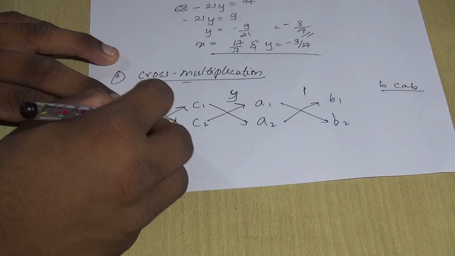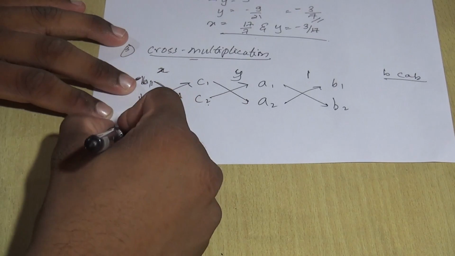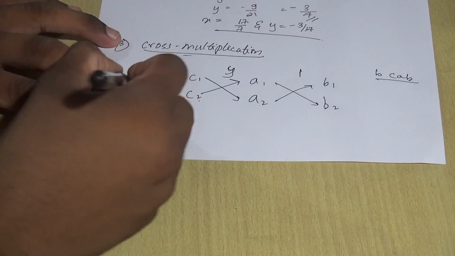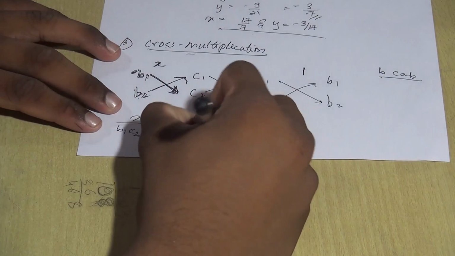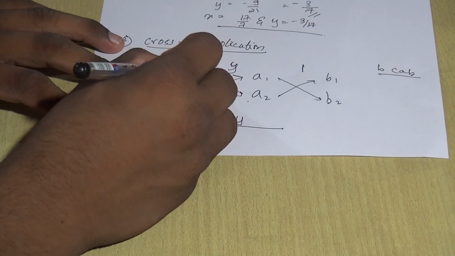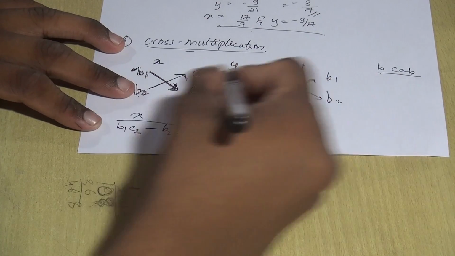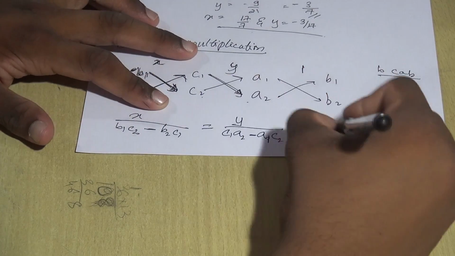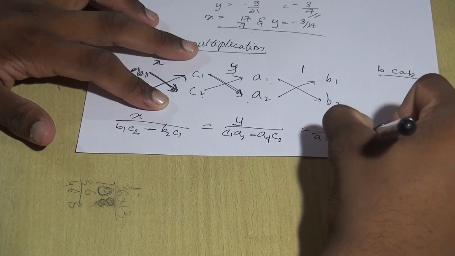And to find this, you get x by b1 into c2, arrowhead pointing towards c2, minus b2 into c1, arrowhead pointing to c1, is equal to y by c1 into a2, arrowhead always pointing to the right, minus c2 into a1, is equal to 1 by a1 into b2 minus a2 b1.